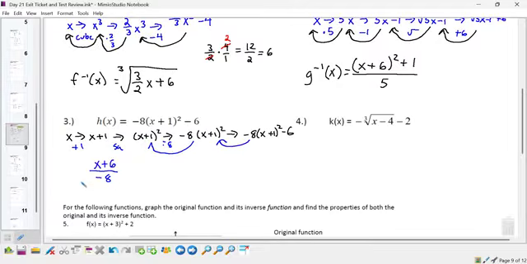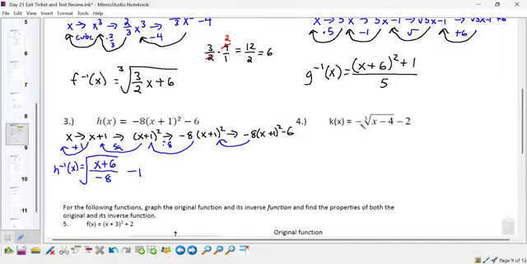The opposite of square is to square root. Subtract the 1. I did the square, I subtracted 1. And its name is h, so it's going to be h inverse. All right, and our last one is a little particular.